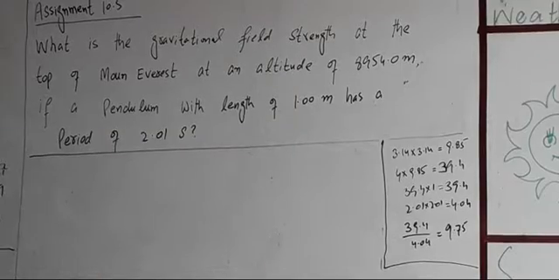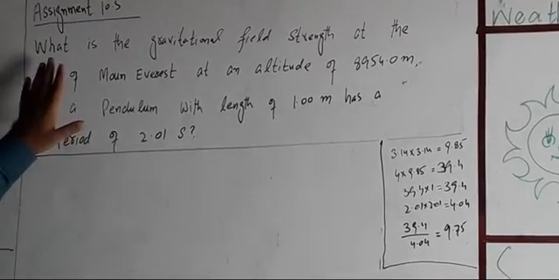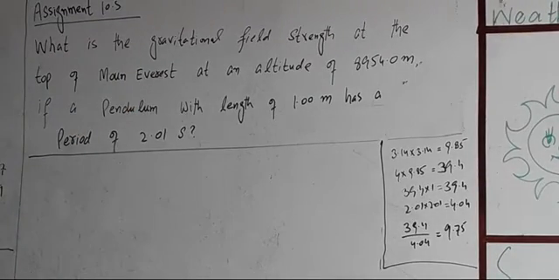Now we are going to solve assignment 10.5, in which: what is the gravitational field strength at the top of Mount Everest at an altitude of 8,954.0 meter if a pendulum with length of 1 meter has a period of 2.0 seconds?